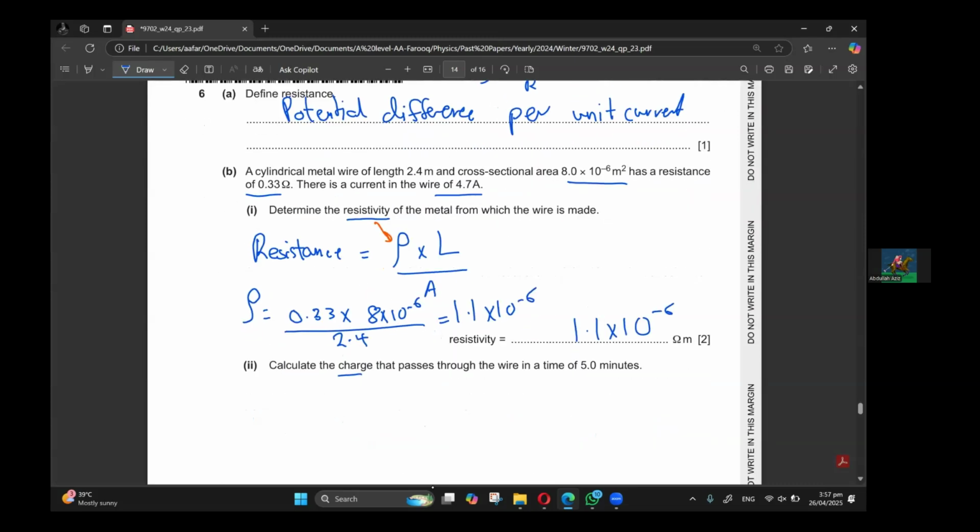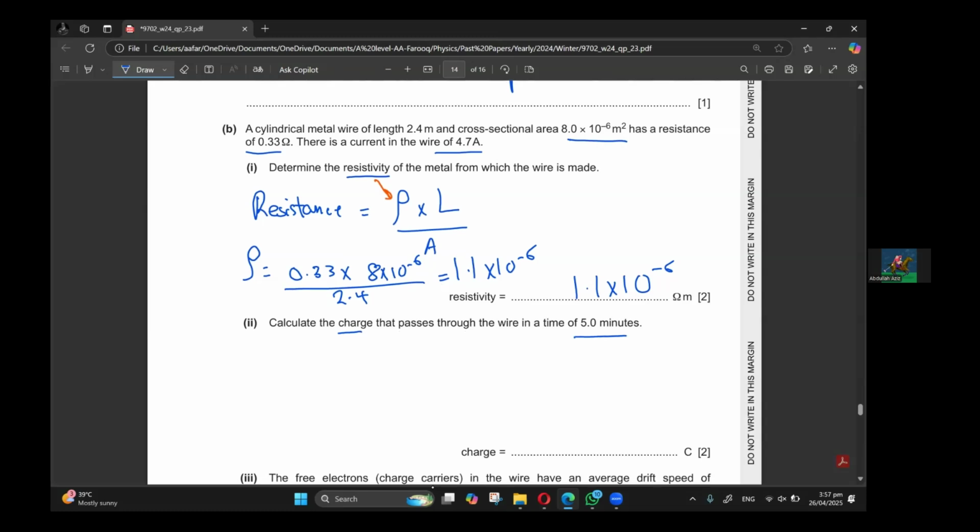Calculate the charge that passes through the wire in a time of 5 minutes. We know that current is equal to charge over time. So charge is equal to current, which is 4.7 amps, times 5 times 60, because it's 5 minutes and we convert it into seconds. So that is 1400 coulombs.